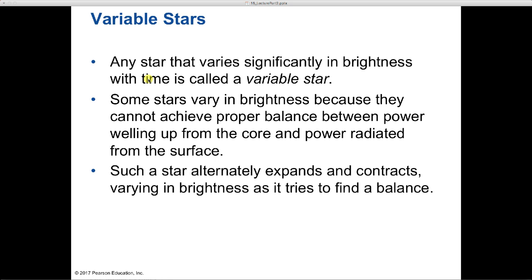So there's this mechanism, because of the properties of gases and the fact that gravity is trying to squeeze the star, while at the same time the energy coming out of the core is trying to make the star expand. There's usually a nice balance there. For various reasons, there are situations where a star has a hard time maintaining that balance. So it gets brighter, and then dimmer, and then brighter, and then dimmer, as it alternately expands and contracts.